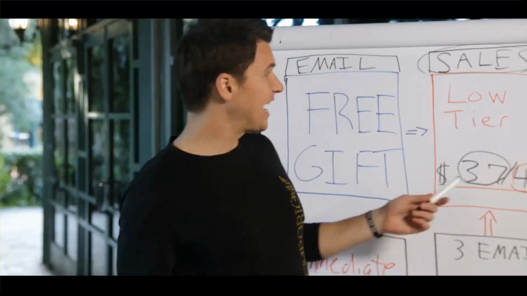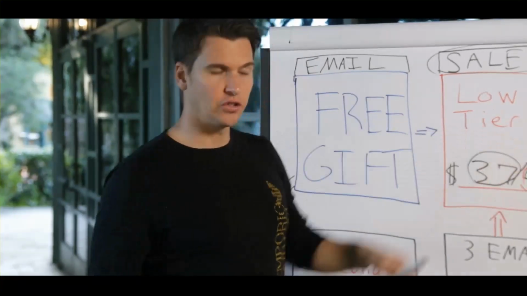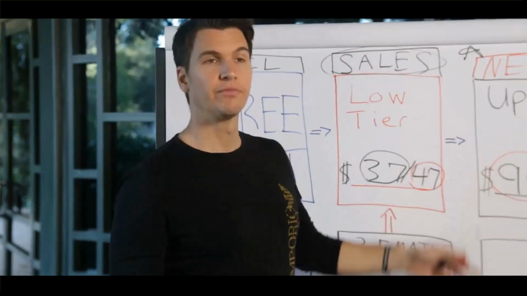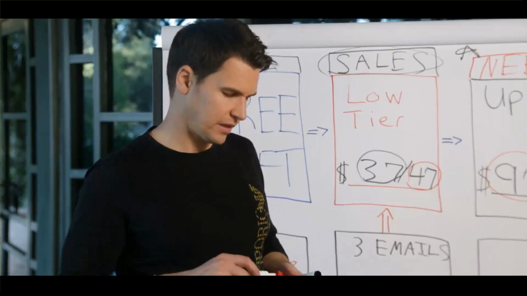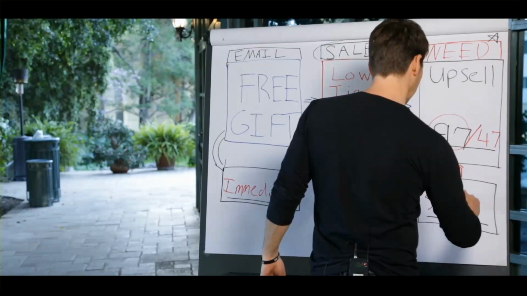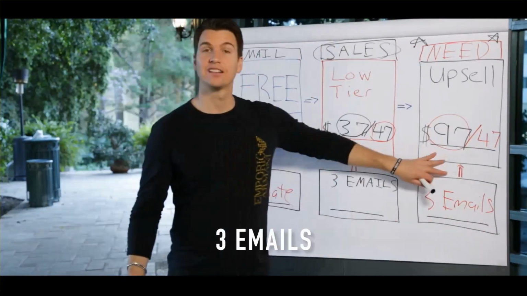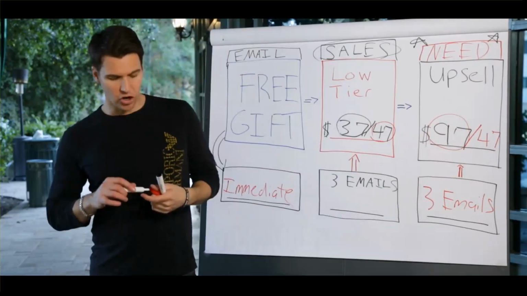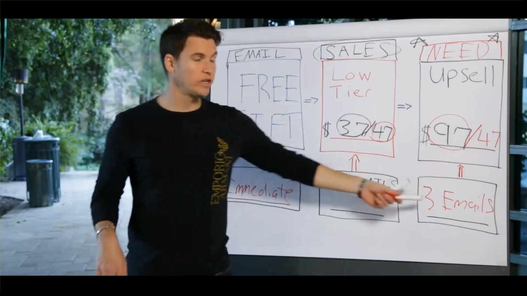Now, let's say they opt in, they buy the $47 product, they buy the low tier, but when they get made this offer for the upsell, they don't buy my $97 product. What should I do? I'm gonna send three emails back to the $97 offer. Make sense?